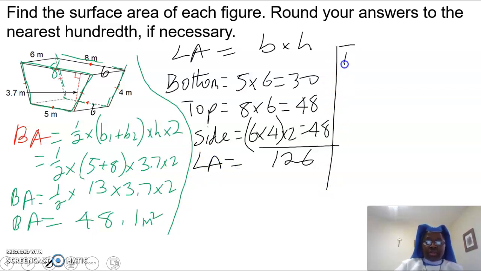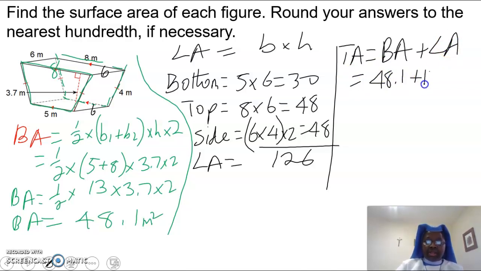Now, total surface area is going to be the base area plus the total lateral area. Our total base area is 48.1 plus 126. That's going to give us 174.1, and it is meters squared.